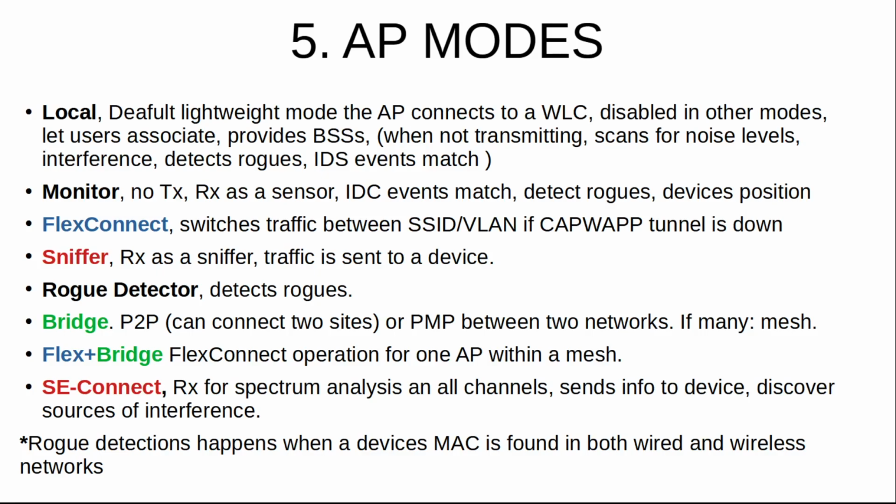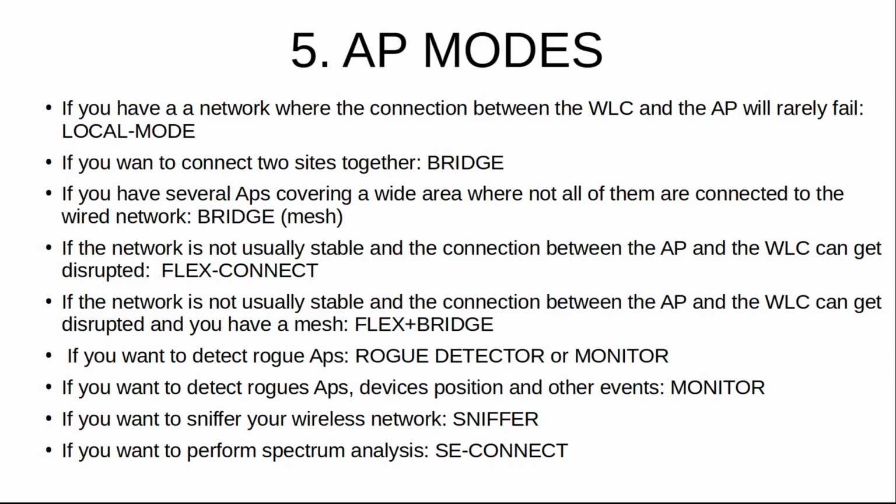Once an access point has joined a wireless LAN controller, it can be put in several modes: local, monitor, FlexConnect, sniffer, rogue detector, bridge, Flex plus bridge, and SE-Connect. For instance, if you have a network where the connection between the wireless LAN controller and the AP will rarely fail, use the local mode. Otherwise, if the connection between the AP and the wireless LAN controller can get disrupted, use the FlexConnect mode. If you want to connect two sites together, use the bridge mode. If you are connecting several APs together, but they are not connected to the wired network, use the bridge mode, and so on.